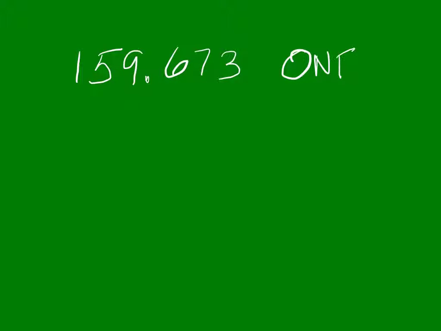On this one I have 159.673, and I want you to round to the ones place. Can you tell me what number is in the ones place? 9, yeah. What number do I need to look at to see if 9 must be rounded up? The 6. Is the 6 high enough for me to round that 9? Yeah. Well, if I round that 9, what does it become? 10. It becomes a 10, right. So in other words, I've got to put a 0 down.